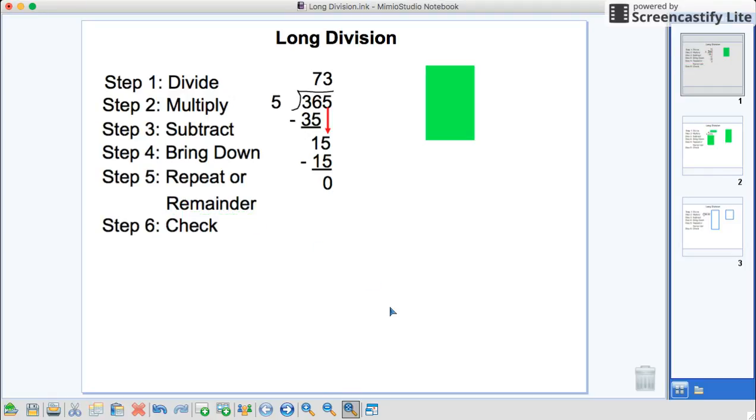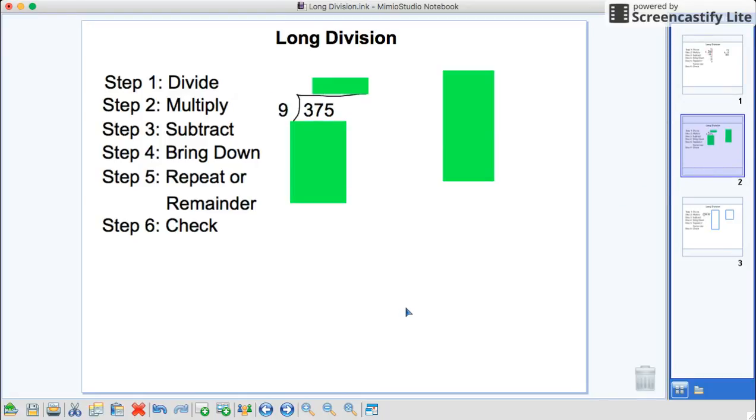Now the final step is we need to check the problem, and we need to do that by creating a multiplication problem. That would be taking the quotient times the divisor. 73 times 5 is going to give me, 5 times 3 is going to give me 15. Carry the 1. The next problem, 5 times 7 plus 1 is going to give me 36. Pause the video and copy all of this into your notes.